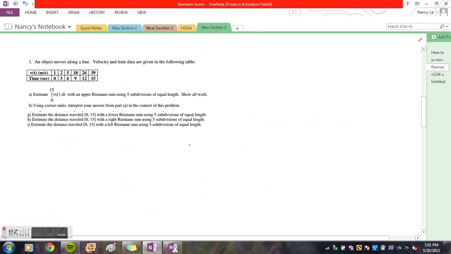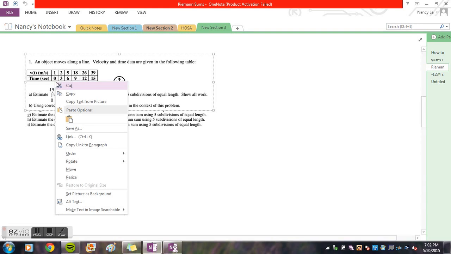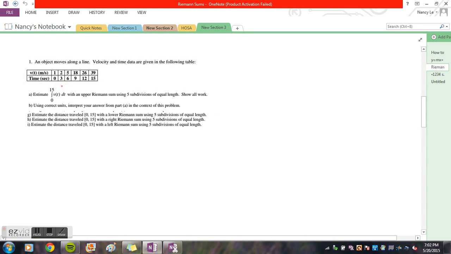So let's take a look at this example. We have an object that moves along a line. Velocity and time data are given in the following table. It's asking us to estimate the integral from 0 to 15 of v of t with an upper Riemann sum using 5 subdivisions of equal length. So this data chart has the time from 0, 3, 6, 9, 12, and 15. And the 5 subdivisions would be one from 0 to 3, and then one from 3 to 6, 6 to 9, 9 to 12, and 12 to 15.